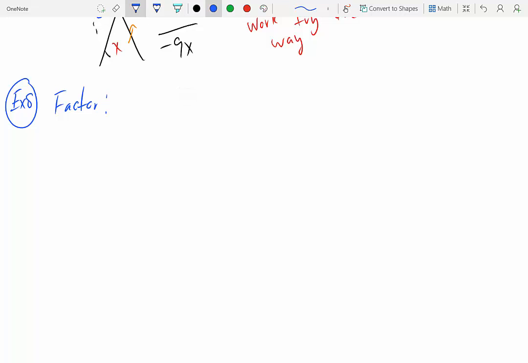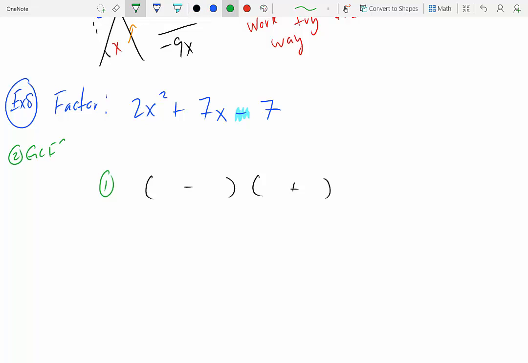So we're going to factor 2x squared plus 7x minus 7. So, our first step, we want to determine the signs. Well, c is negative, so that means we're going to have different signs. Our second step, is there a GCF? Nope, they're all prime, so there's no GCF.